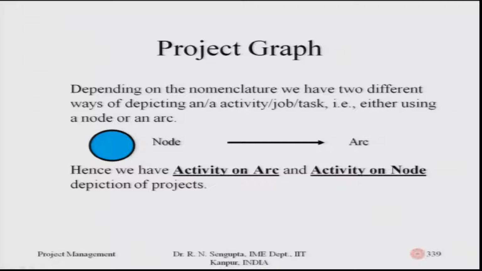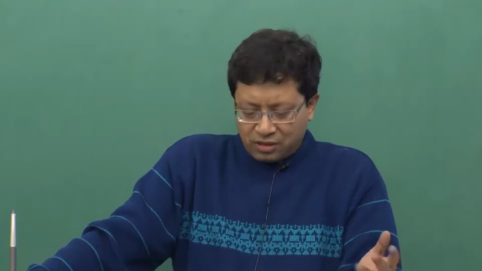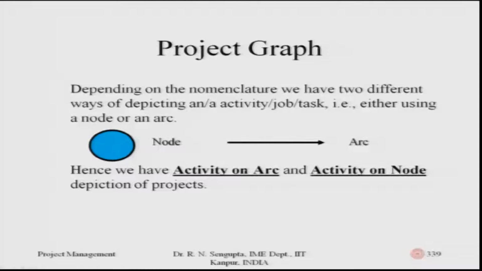So, I will again come back to this project graph, and if you remember, we did one of the problems in project. It may be a repetition, but I strongly urge the students to go through these slides, because they give you a different picture of how the concepts of variance and expected value are utilized to calculate the probability of finishing a work within a certain time frame. Depending on the nomenclature, we have two different ways of depicting it.